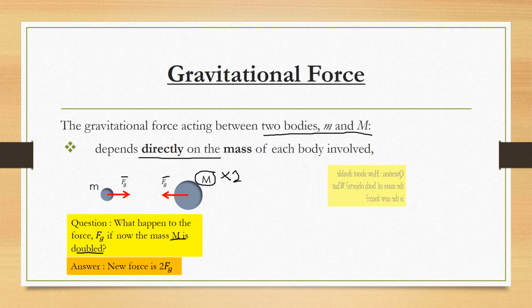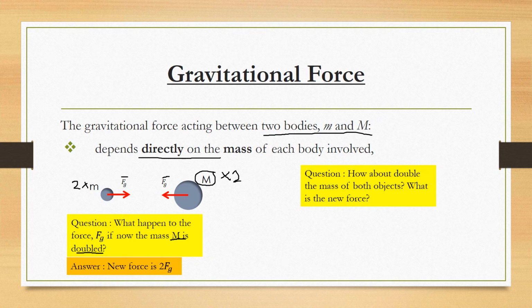One more question: how about if I double the mass of both objects? The M I already doubled, so it's times 2. Now the small body also I'm going to times 2. What is the new force for such a case? I'll give you 3 seconds to think about it. The answer shall be 4Fg. It's 4 times because you double here and you double there. 2 times 2 is 4 times the original force.